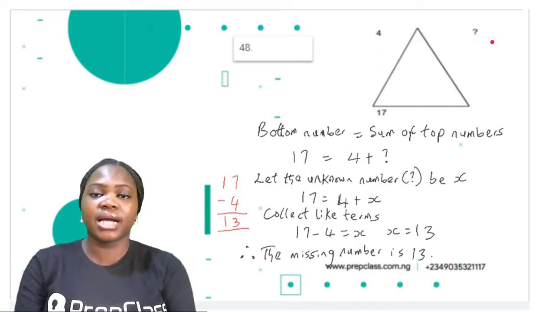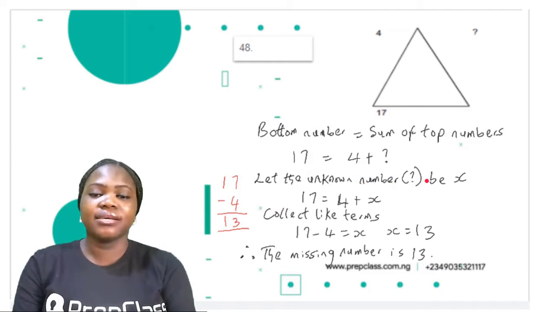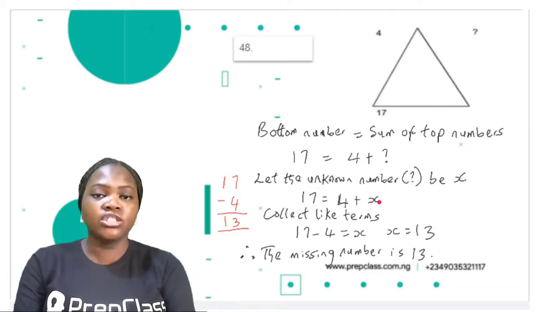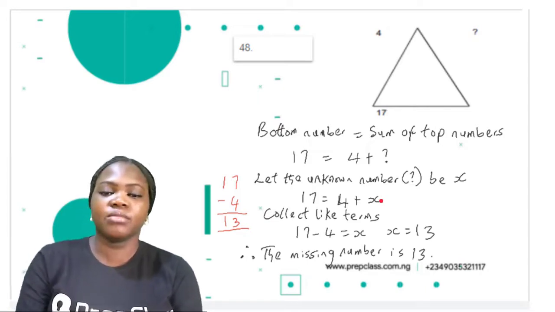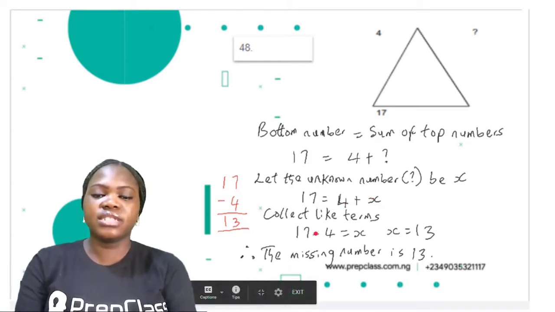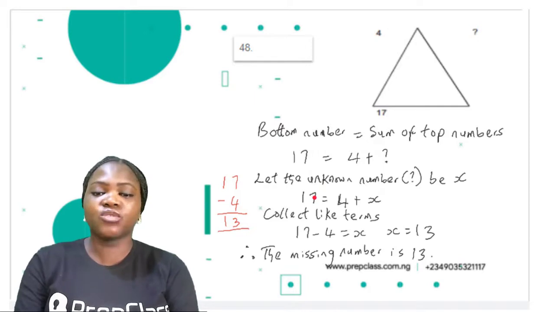4 plus question mark. Why is it question mark? Because it is unknown. So we can represent the unknown number with X. Okay, so let the unknown number be X. So the bottom number is 17 equals 4 plus the unknown number, which is X. Okay, so what do we do now? We collect like terms. We bring the numbers to one side and we leave the letter on the other side. So 17, let's write 17 down. And then if you want to bring 4 to cross the equality sign, you change it to minus 4. So we have 17 minus 4 equals X.